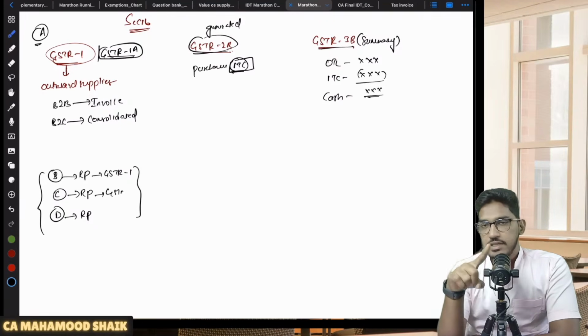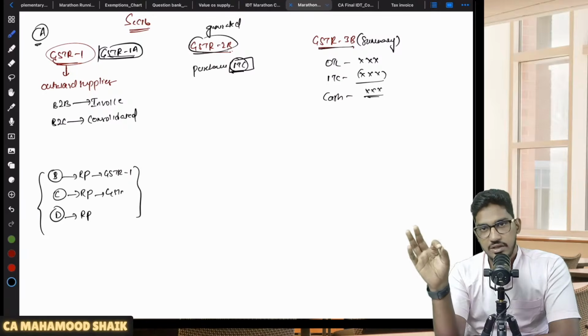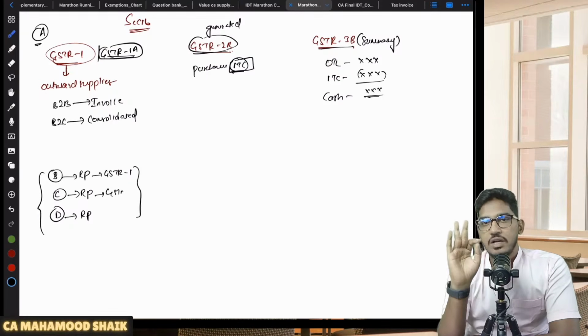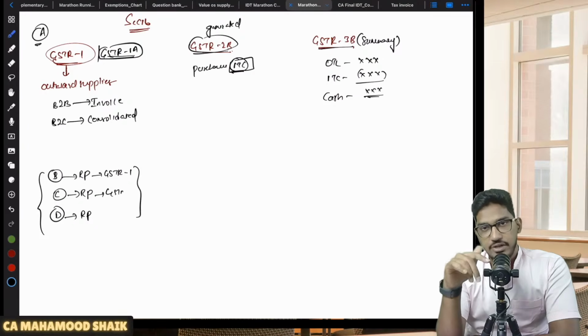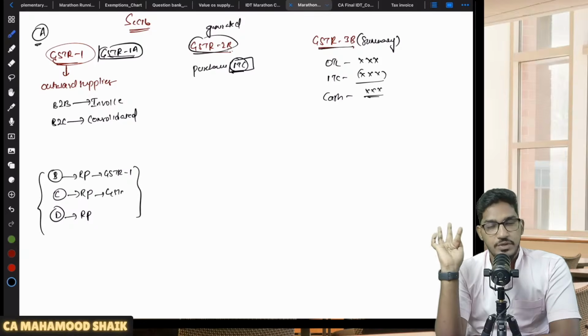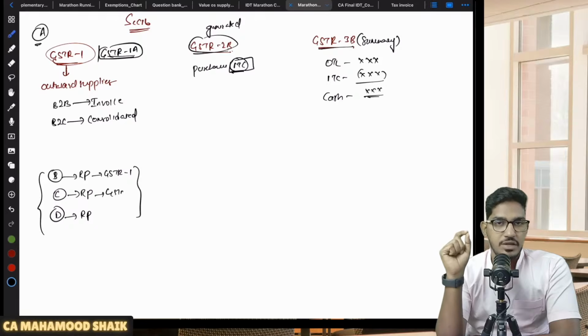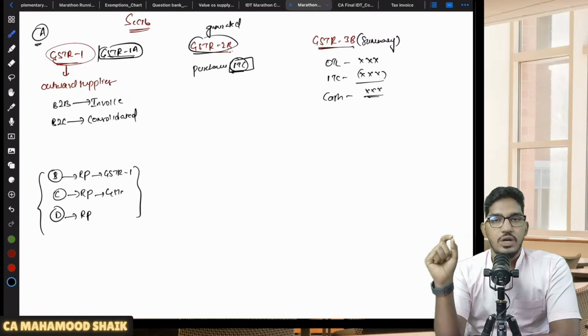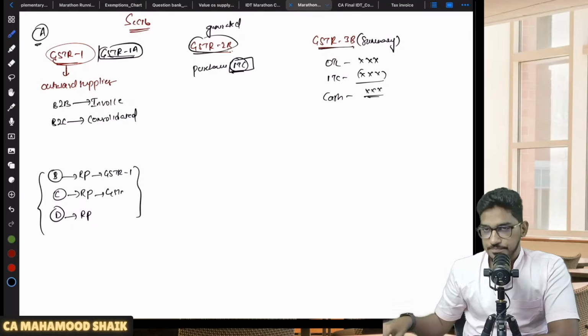So in case the supplier has filed the GSTR-1 after the due date, that will not get reflected in your GSTR-2B of the current month. Even though you have the invoice, you can't claim it. That GSTR-1 which is filed after the due date will be reflected in your 2B of the next month. Only in the next month you can avail the input tax credit. So that is the second essential condition. Unless and until that ITC amount has been reflected in your GSTR-2B, you can't avail the input tax credit.